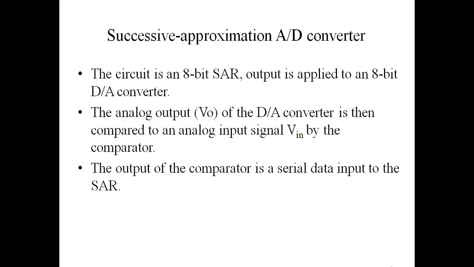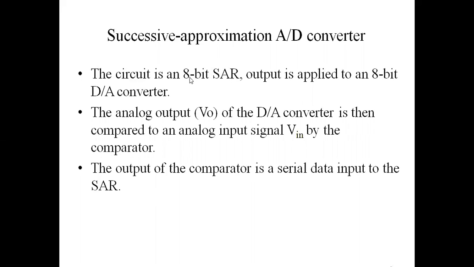There are many types of analog to digital converters, for example, single ramp integrating, dual ramp integrating, single counter, tracking, as well as successive approximation A to D converters. For today's topic, we will study only the successive approximation A to D converter. Here we will take an 8-bit SAR, successive approximation register.